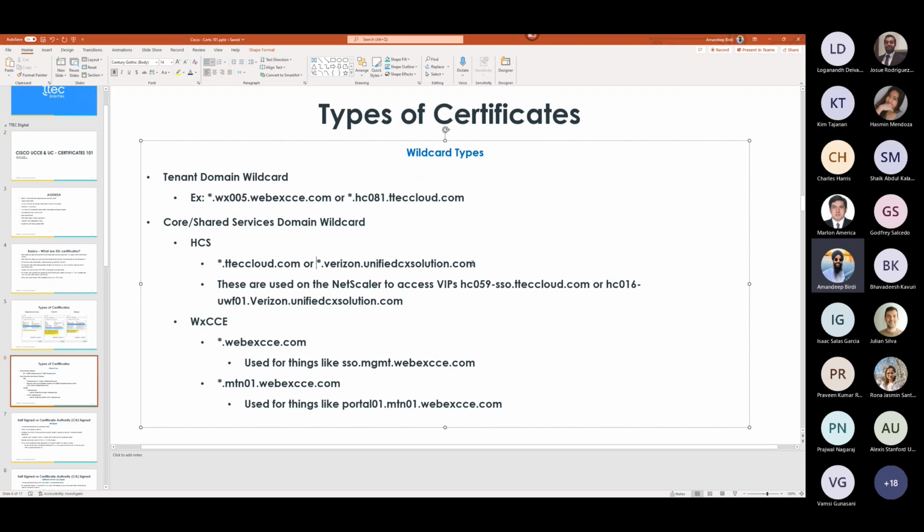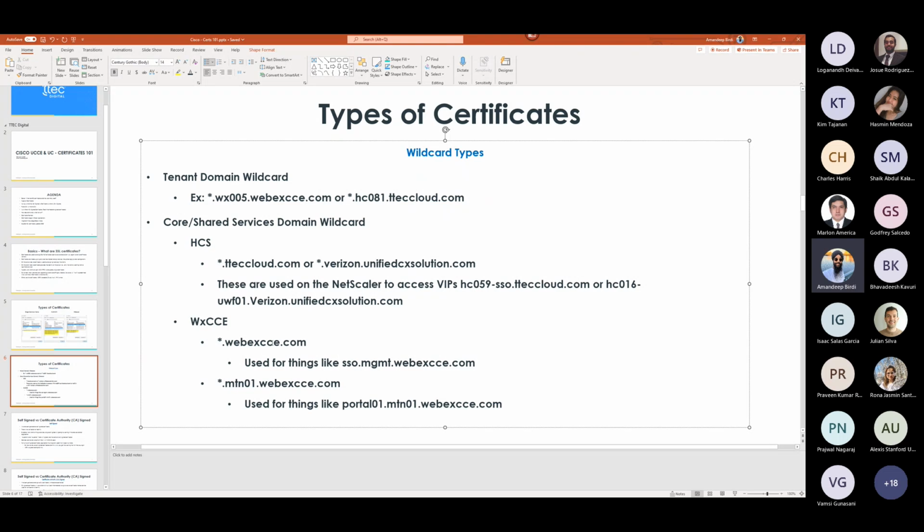I mean, we use it. We have to use it to access the server from internally, but for the end user, they're using the VIP. They don't get that warning because it matches, right? The cert matches the actual domain that they've entered. So that's HCS. WXCCE, we've got some top level wildcards as well, right?